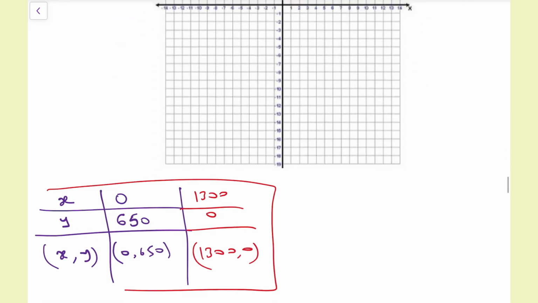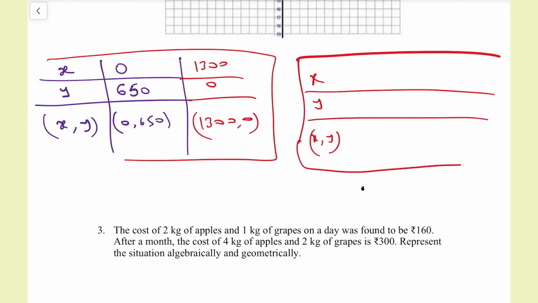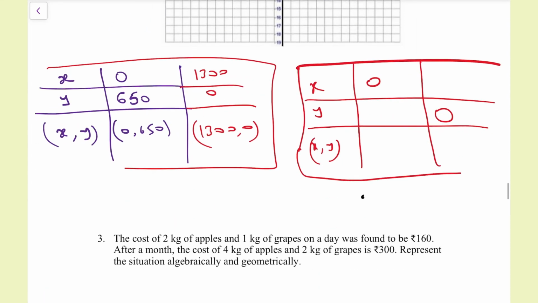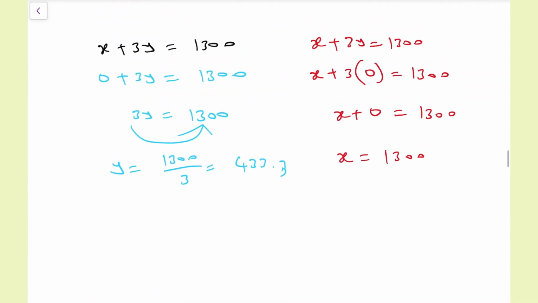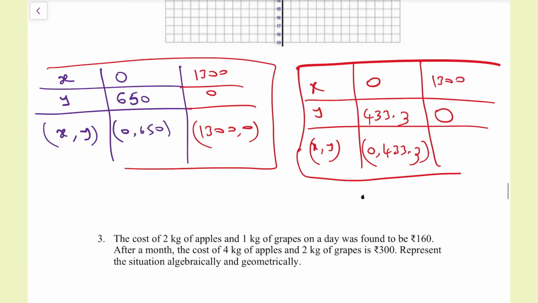Let us fill this in the second table now. One is for x, one is y and one is x comma y. In the first case, in the place of x I substituted 0. In the second, in the place of y I substituted 0. So let us check what values we got. In the first case, if I substituted x as 0, I got y value as 433.3. So the point will become 0 comma 433.3. Then coming to the next one, in the place of y we substituted 0, right? So x value we got as 1300. So the point will become 1300 comma 0.